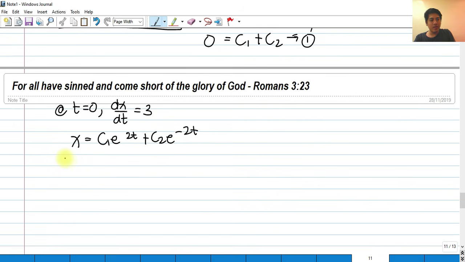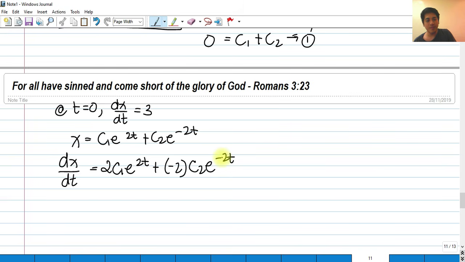If I'm going to get the derivative of x with respect to t, we have 2 c sub 1 e raised to 2t. Okay, that's very easy. And we have plus negative 2 c sub 2 e raised to negative 2t. So simplifying, we have 2c sub 1 e raised to 2t minus 2c sub 2 e raised to negative 2t.